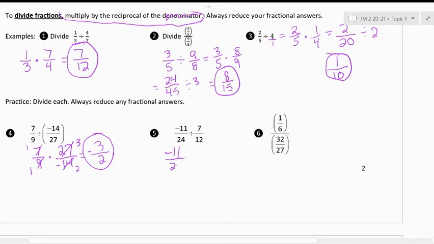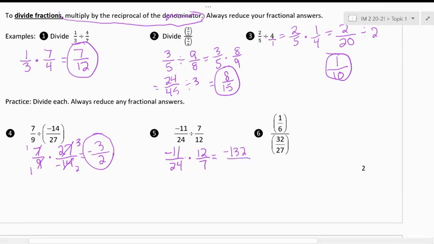But 11 over 24 now times 12 over 7. On this one, we'll multiply it out. 11 times 12, negative 132.